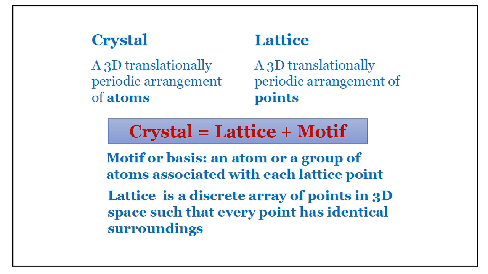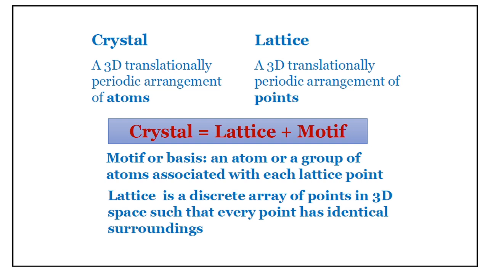So, what is a lattice? A lattice is nothing but a 3D translationally periodic arrangement of points. So, this is the major difference between a crystal and a lattice. If the atoms are arranged in 3D form, it is called a crystal. If periodic arrangements of points are there, then it is called a lattice.